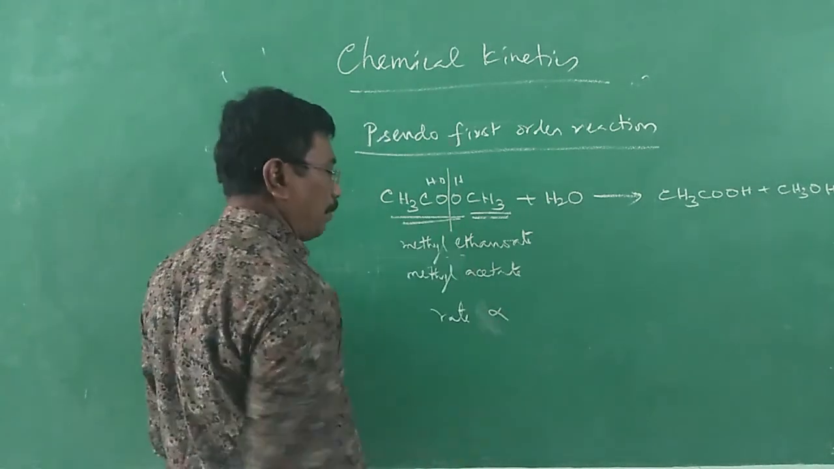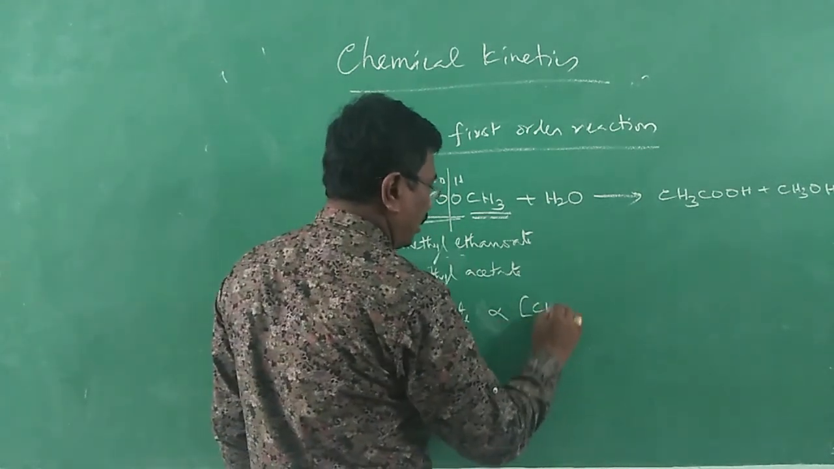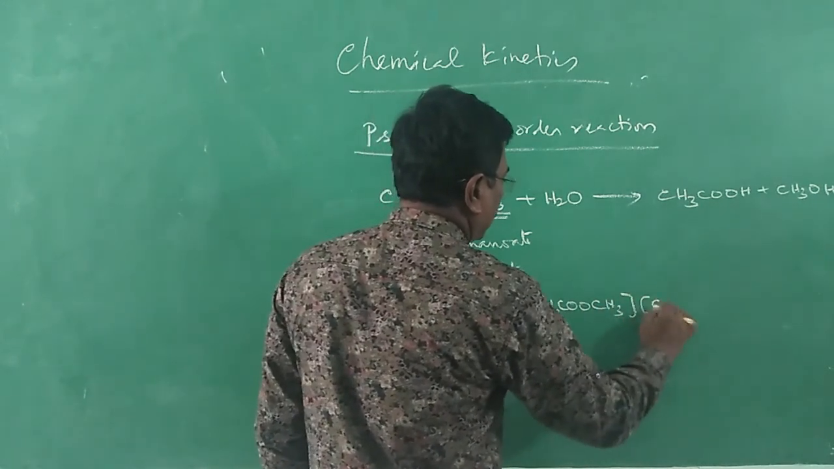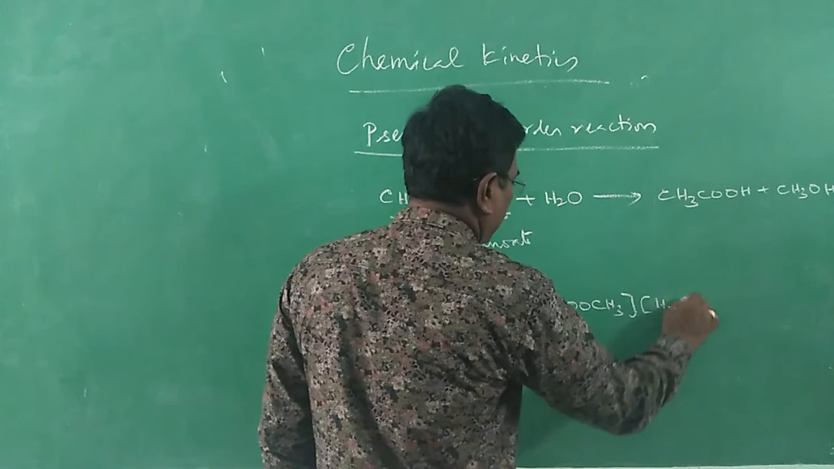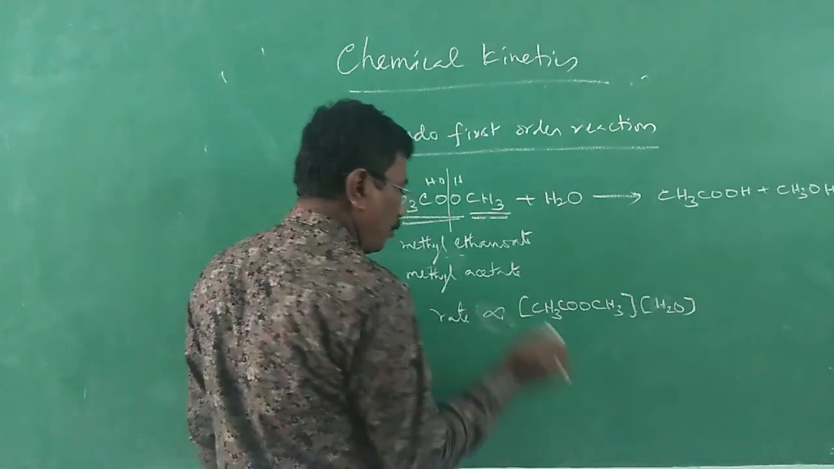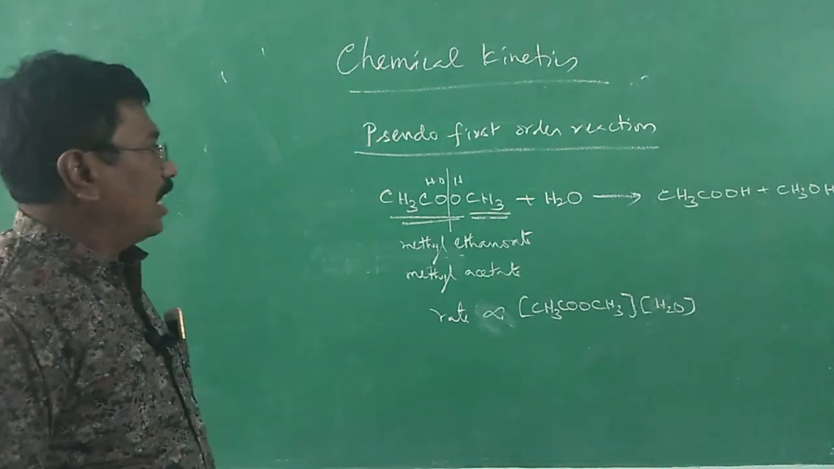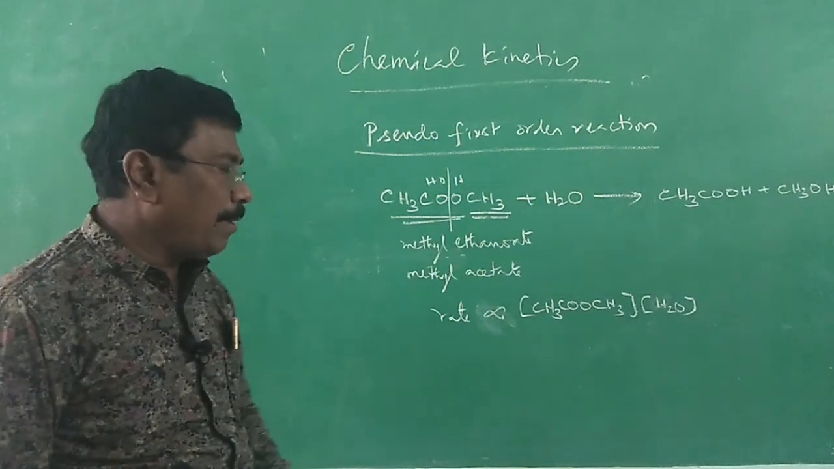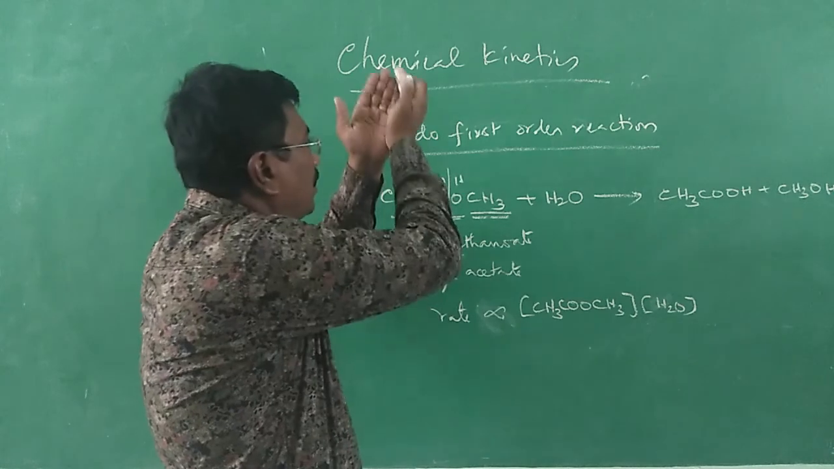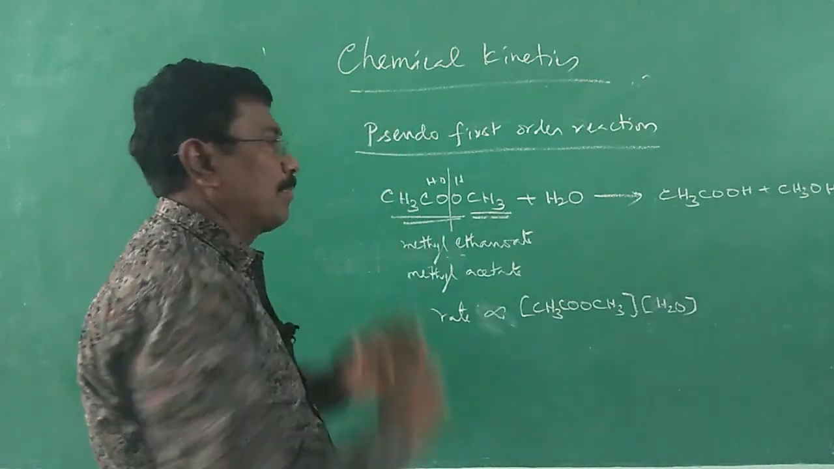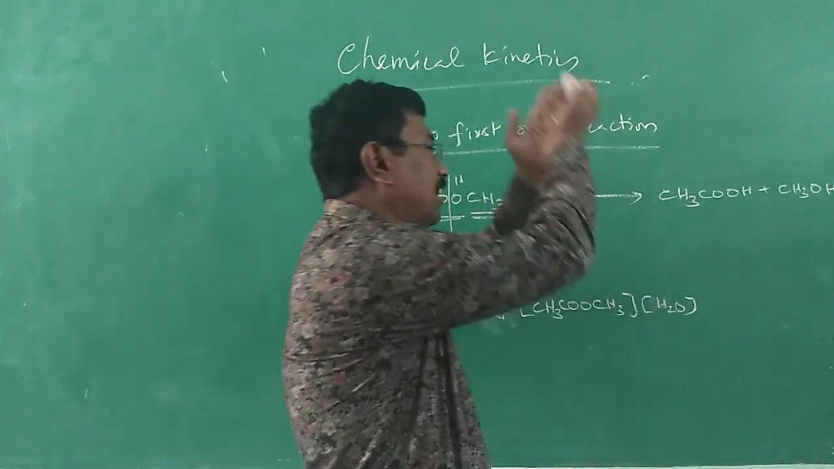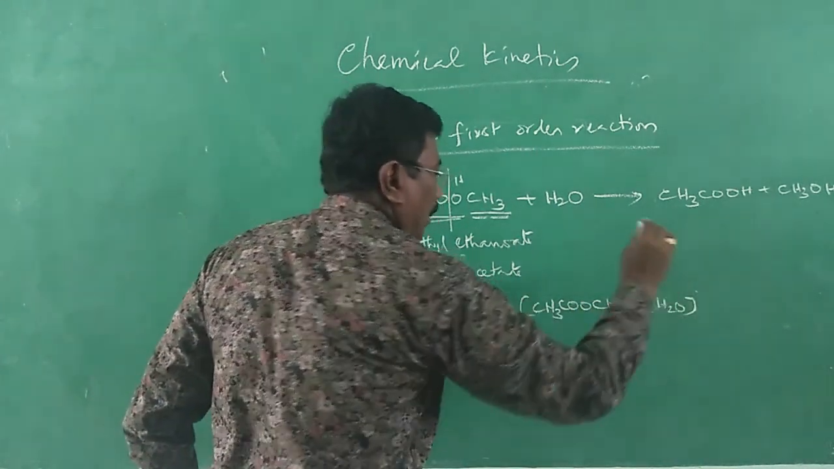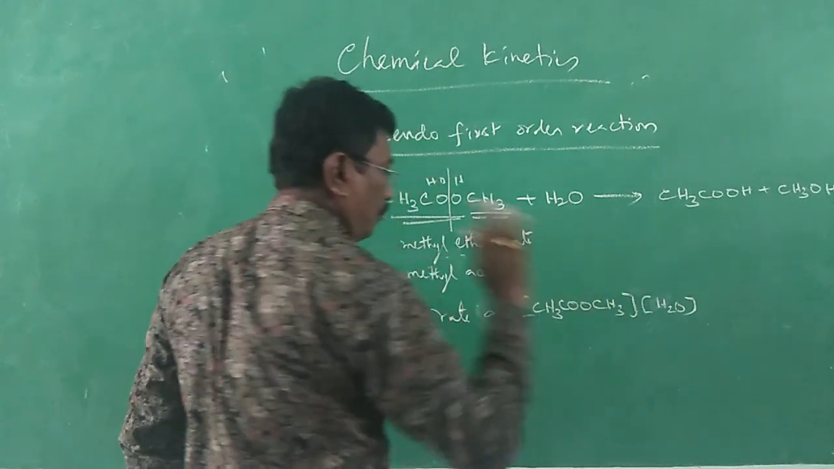The rate of the reaction is directly proportional to the concentration of methyl acetate and the concentration of water. This is a second order reaction basically. What does it mean? When you increase the concentration of methyl acetate, the rate will increase proportionally. When you increase the concentration of water, the rate will increase as per unit power. So the total order will be 2.